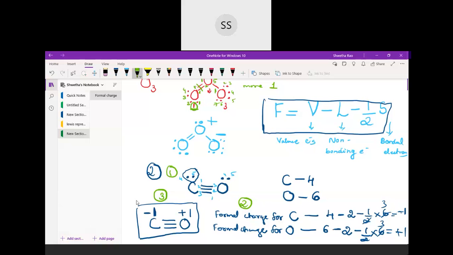So here, how to calculate the formal charge? I told you this is the formula: valence electron minus the lone pair of electron minus half into shared electron, that is bonded electrons. So here we are calculating separately the formal charge for oxygen and the formal charge for the carbon. Oxygen and carbon we are going to calculate in carbon monoxide. So first for the carbon I will tell you. See, formal charge for the carbon, valence electron, the number of electrons which are present in the valence shell of the carbon is 4. So it will be 4.